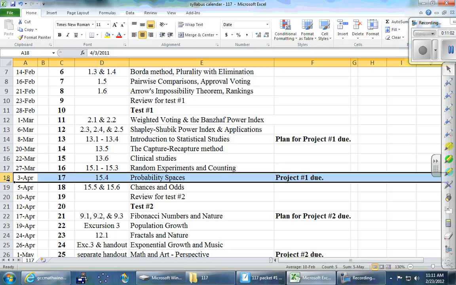So that project is worth 15%. That project is worth more than the test that's coming up on Tuesday. Just putting it out there. So if you have time, maybe start thinking about the project. Any questions on any of that? Yes.